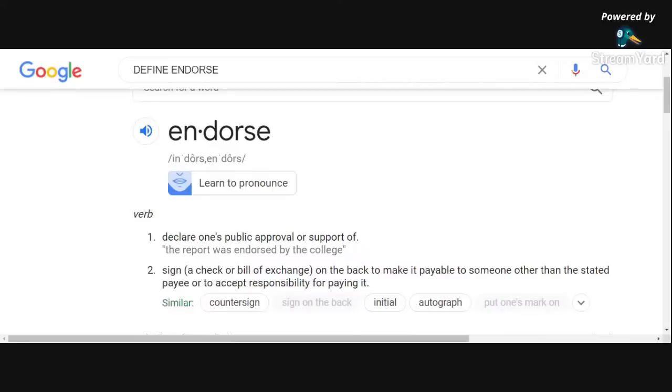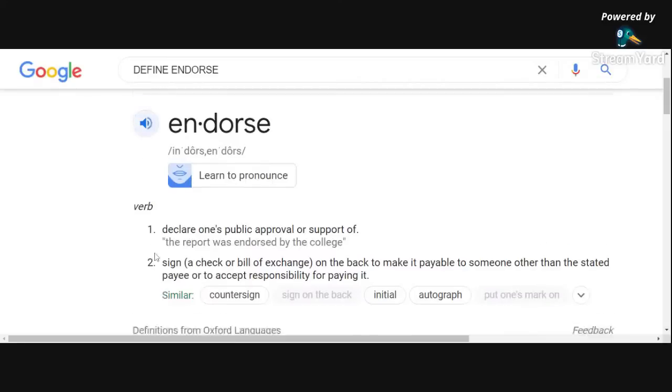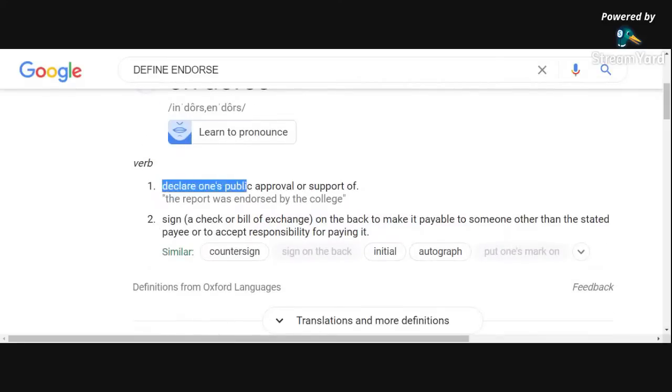So this is the word endorse from Google. Endorse: declare one's public approval or support of. The nations are not going to give us their public approval. They're not going to support us. First and foremost, the so-called white man. He's going to send people to try to dissuade you, persuade you, to try to crush your dreams and hopes, put you back to sleep. That's why they're sending agents and vocab alone.